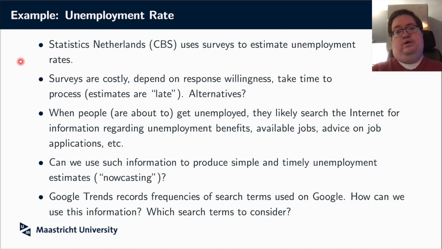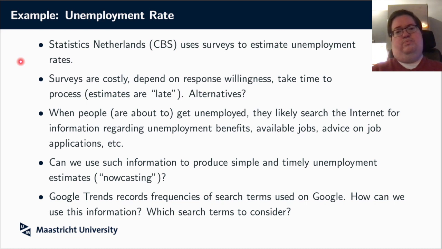So estimates are late, and this is something we of course see: these estimates come only, for instance, halfway during the month later, which might be a problem if we need to build policies on them quickly. For instance, in the COVID pandemic, it would be great if we had very quick estimates of unemployment, so you could take that into account when looking at how to support businesses, for instance.